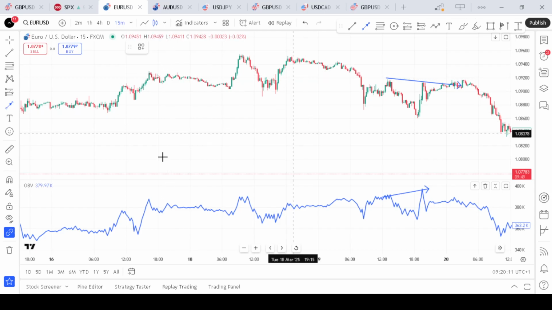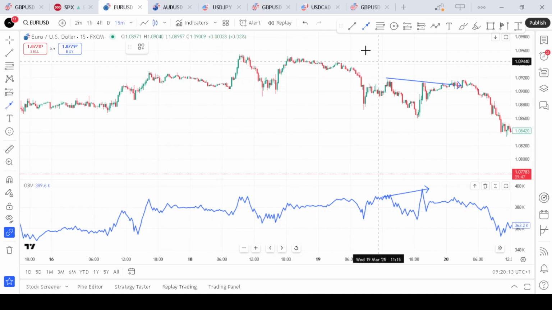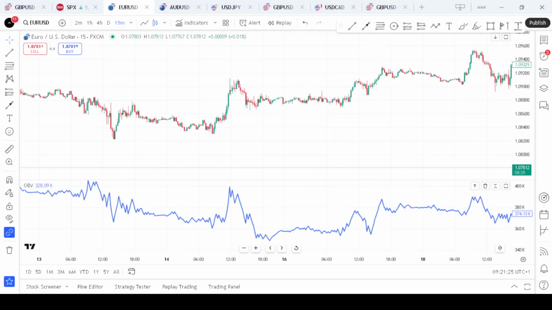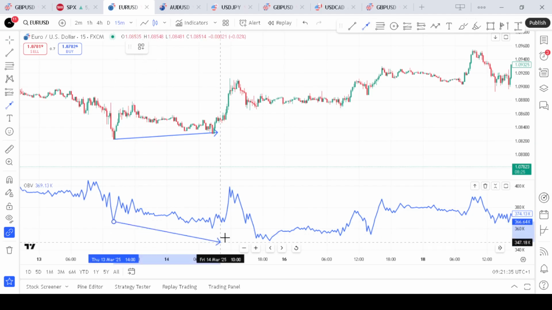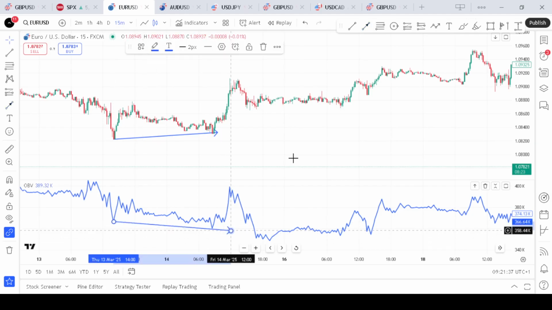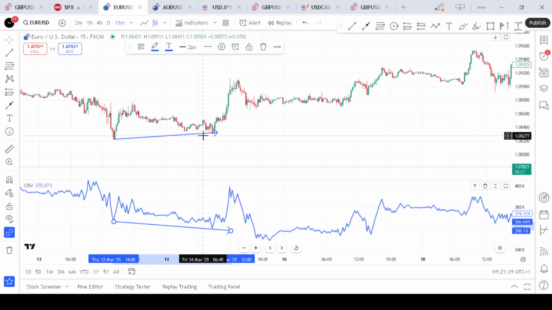So let's look at an example on the chart. As we can see in this area, price created a lower low but the OBV created a higher low. This signifies a potential divergence in price, signaling buying interest is coming into the market.